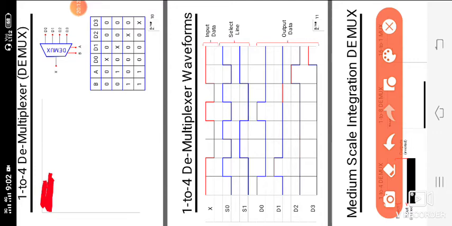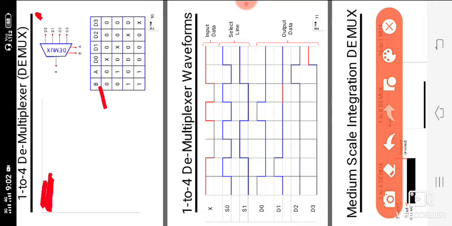Now the 4 to 1 demux. I have already told you that a 4 to 1 demux means 2 selection lines, one input and 4 outputs. This is 1 input x and 4 outputs. This is our truth table. First we apply 0 0 on the selection lines, and x will appear at D0. The remaining outputs are all in the inactive state, that means 0 state.